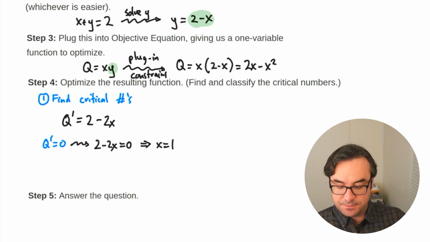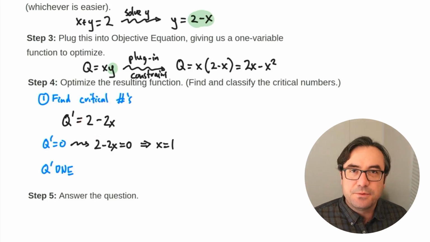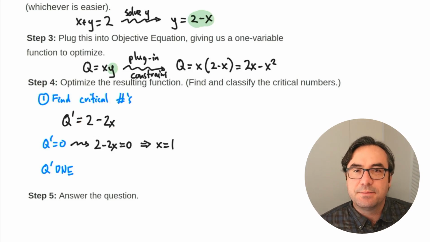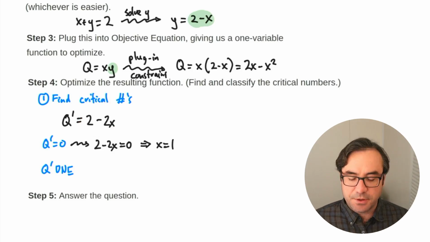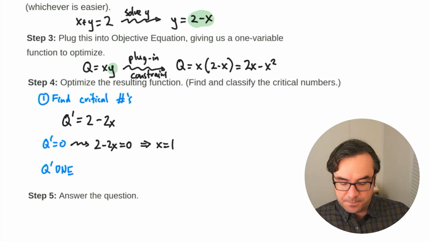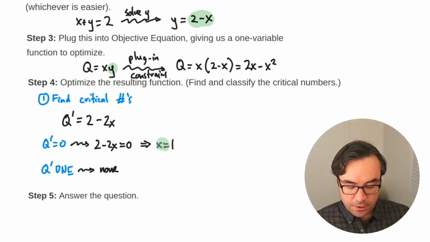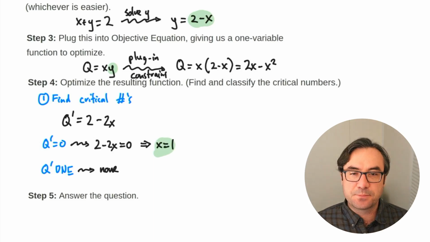And similarly, if we look at where our derivative is undefined, well, our derivative here is 2 minus 2x. So really, we've seen this before. The only times we really run into issues normally is if we have a fraction here, or if we have a negative exponent. We don't have any of that. So there's no places where our derivative is undefined. All right, so we got one critical number, x equal to 1.